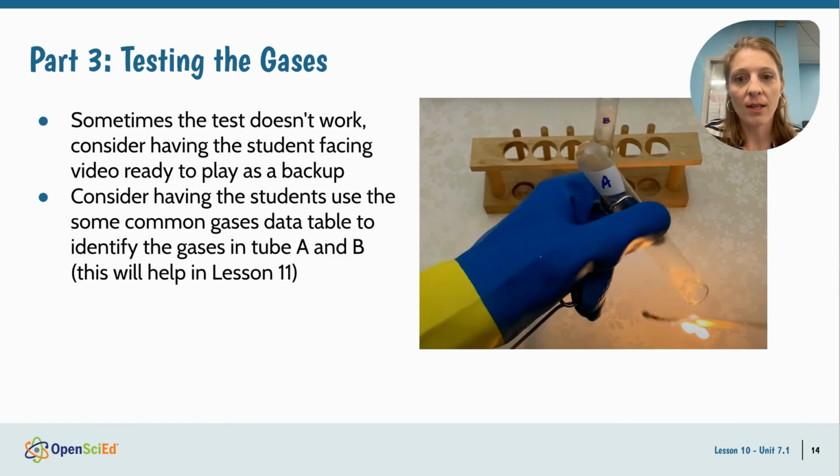You may also want to consider having the students use the Some Common Gases data table to identify the gases in tube A and tube B at the end of testing. This will also help you when you get to lesson 11.